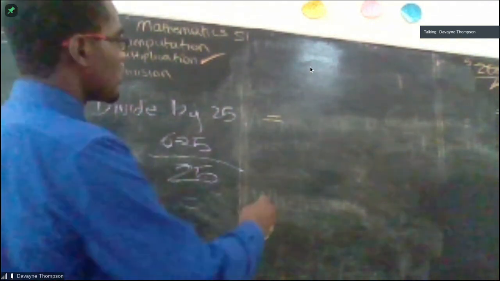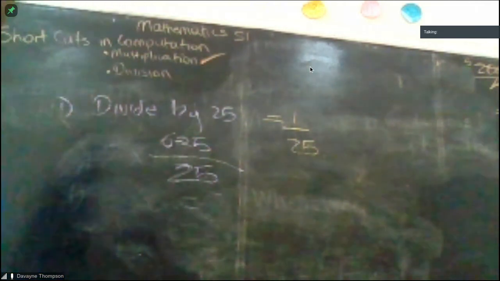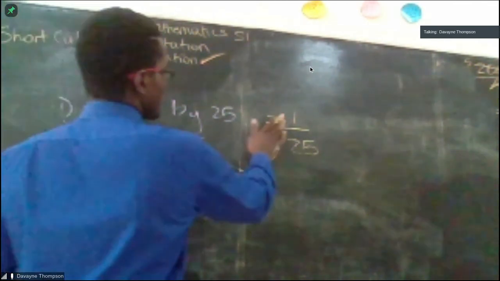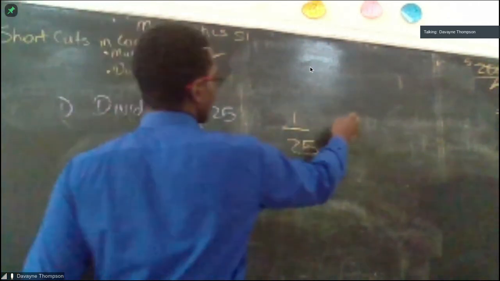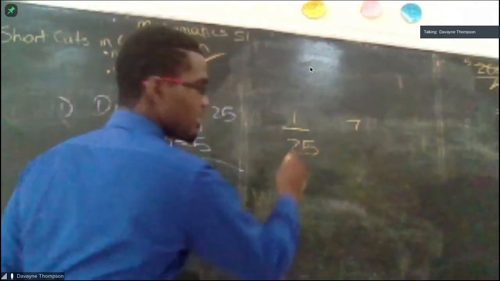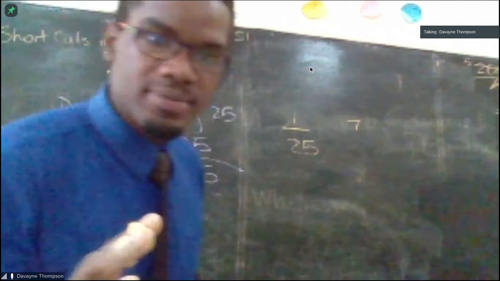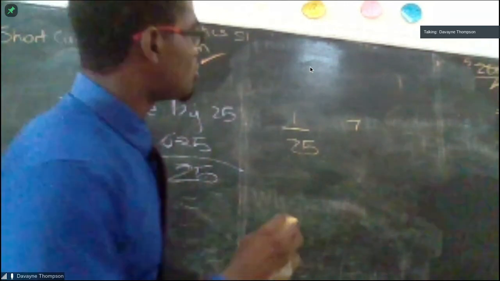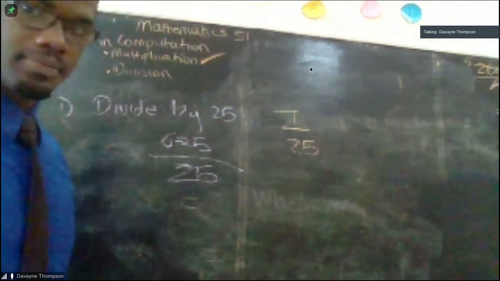Isn't dividing by 25 the same thing as multiplying by 1 over 25? Anybody see that? Look at it. If I gave you the instruction to divide 7 by 25, wouldn't you write it like 7 over 25, so that 25 is in the denominator? Do you see that? Yes, sir.